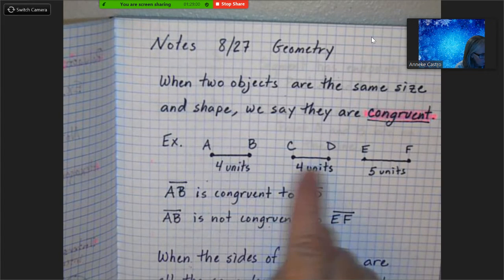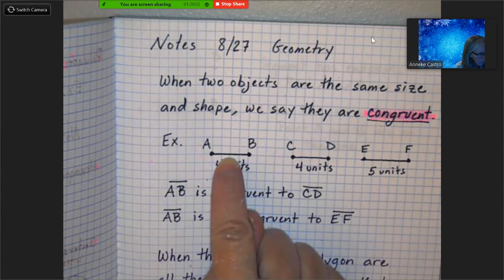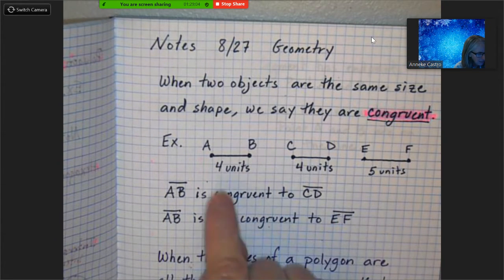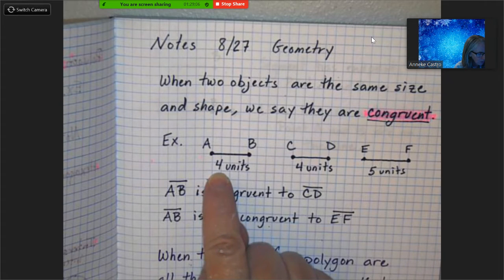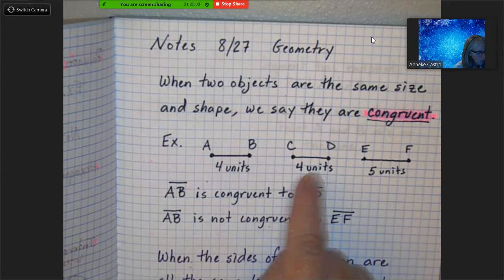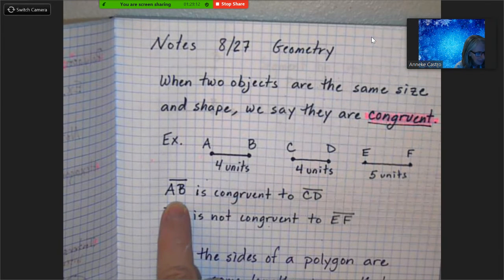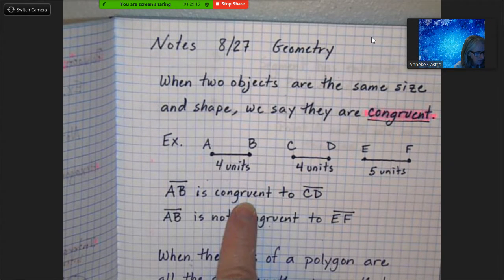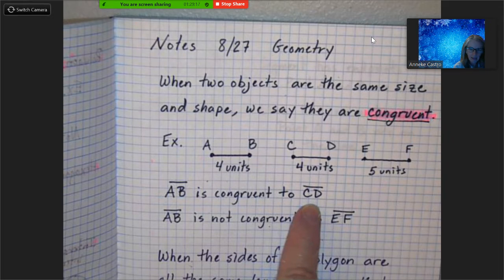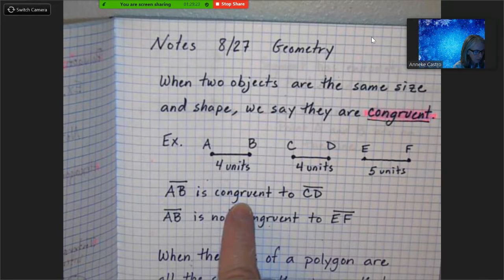So these two are the same shape. They're both segments and the same size, 4 units, 4 units. So these two are congruent. So AB is congruent to CD. We don't say equal when we talk about shapes, we say congruent.